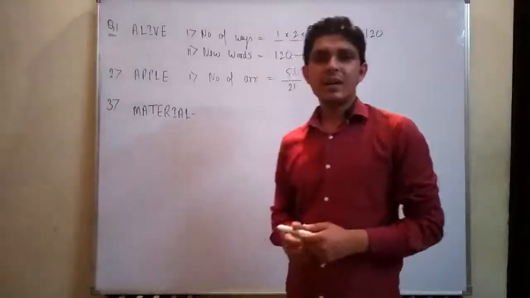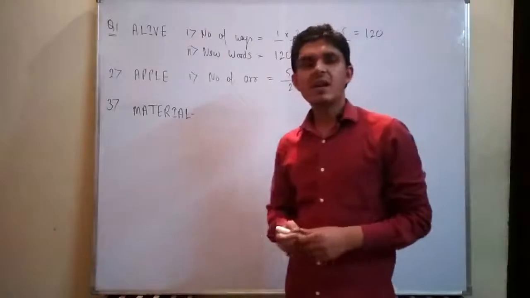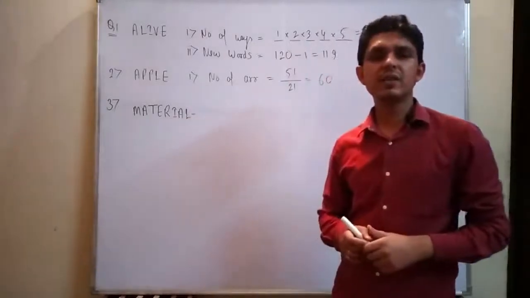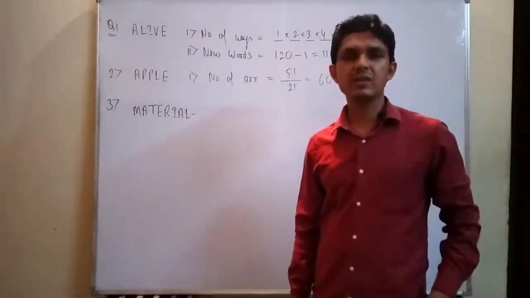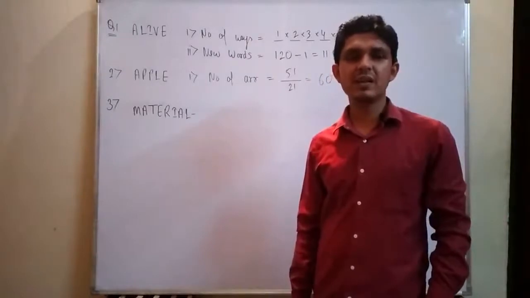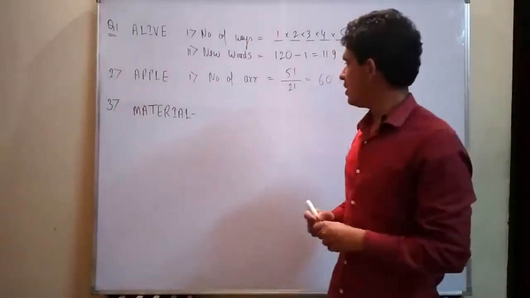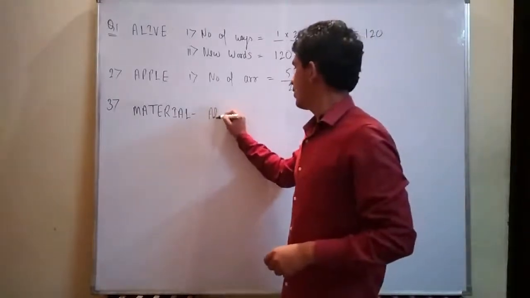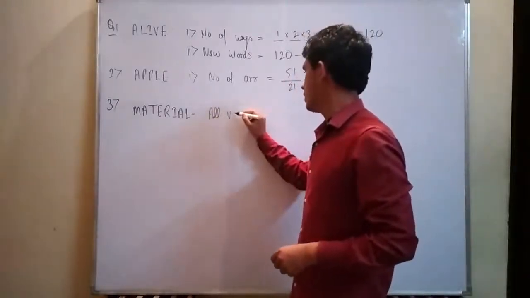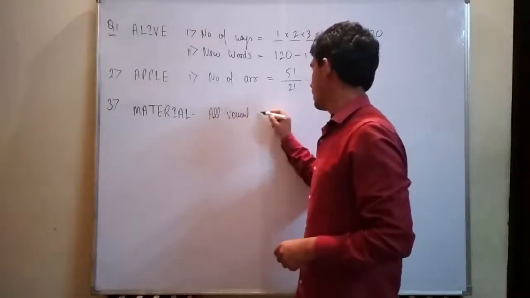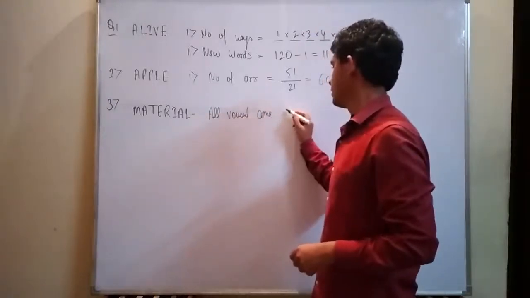Okay. So our next word is MATERIAL, and in this word material, what we have to do is arrange the letters of the word material such that all the vowels come together. So what we have to do is, all vowels come together.